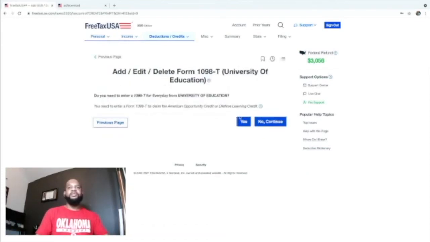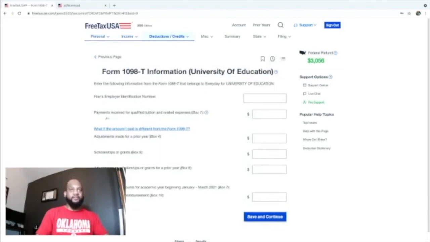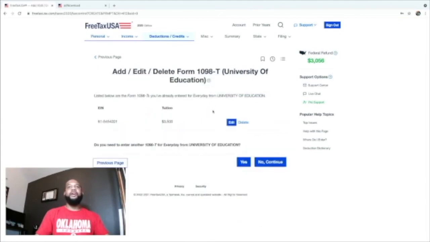Alright, do you need to enter in the 1098T form? Yes. Okay, payments received for qualified tuition or related expenses. However much your tuition was. So if your tuition was $3,500, there you go. Put that in there. Save that. Alright, so now there's a tuition. They're going to say, do you need to add another university? No.